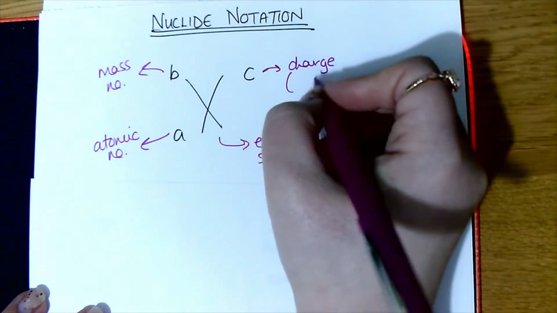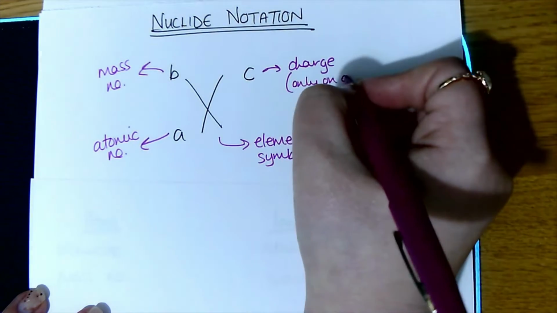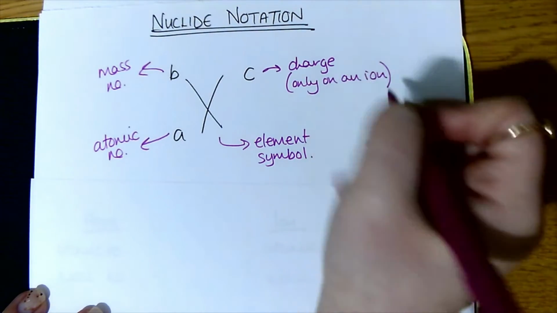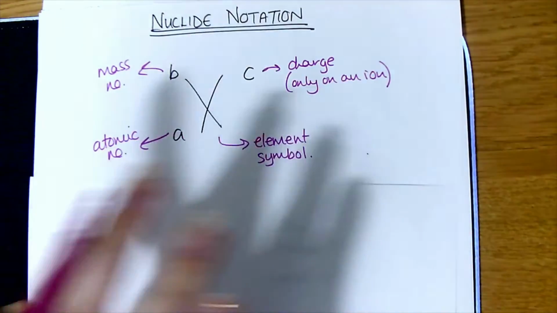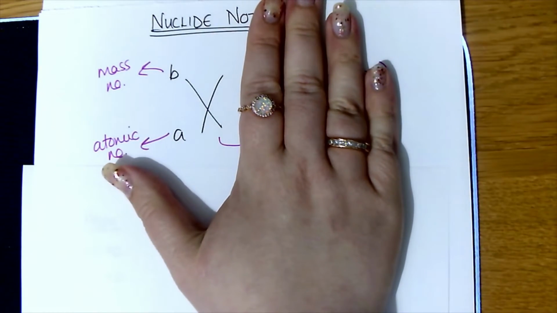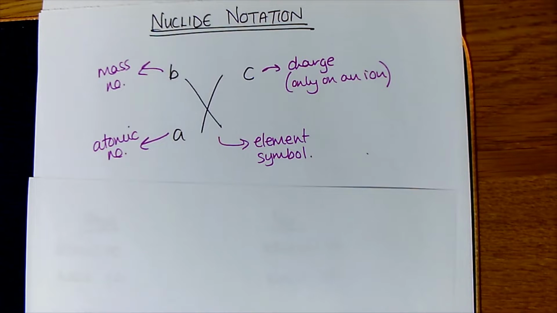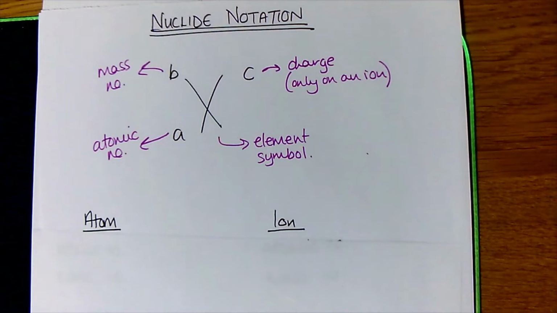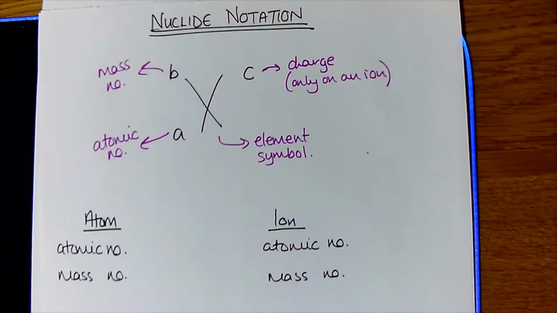And C is only present if we have an ion. So if we were just looking at an atom's Nuclide notation, we wouldn't see C, we would just have these three. Now, to be able to correctly draw a Nuclide notation, you need to know what the atomic number and mass number are of an element. And they are different for an atom and an ion.